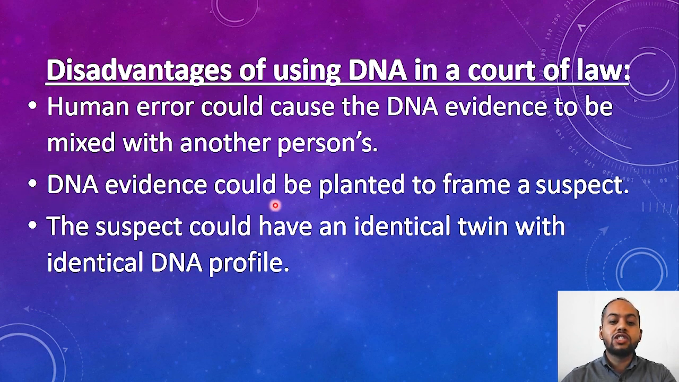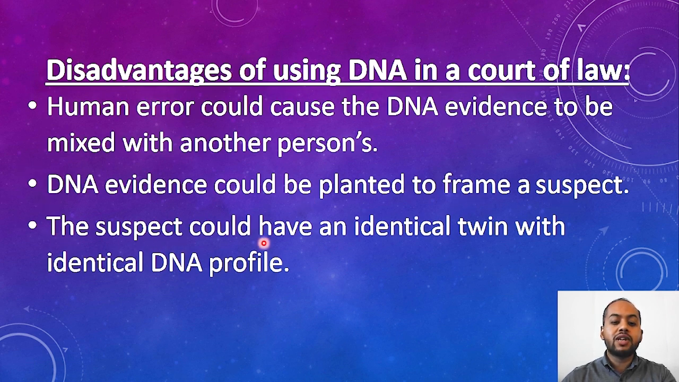Secondly, DNA evidence could be planted to frame a suspect. Now, when does this normally happen? Let's say there's going to be a crime scene. Maybe there was a murder that took place, and somebody decided that they wanted to murder another person, but now they want to frame somebody else for that murder. They could take that person's DNA and plant it on the crime scene, and then they could possibly frame another person who could now be a suspect for that murder. So secondly, DNA evidence could be planted to frame a suspect.